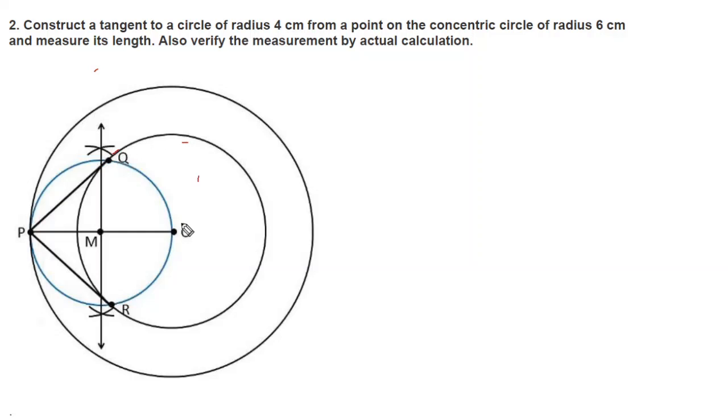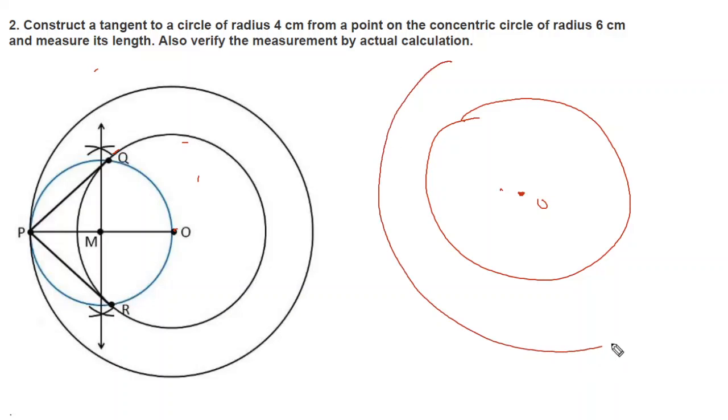First of all, we have to take a point O. Take a point O, then make a circle with radius 4 cm. Another circle of radius 6 cm with the same center, that is O. Like this, you can draw two circles. Center is O here. Now, let's assume any point, say P.